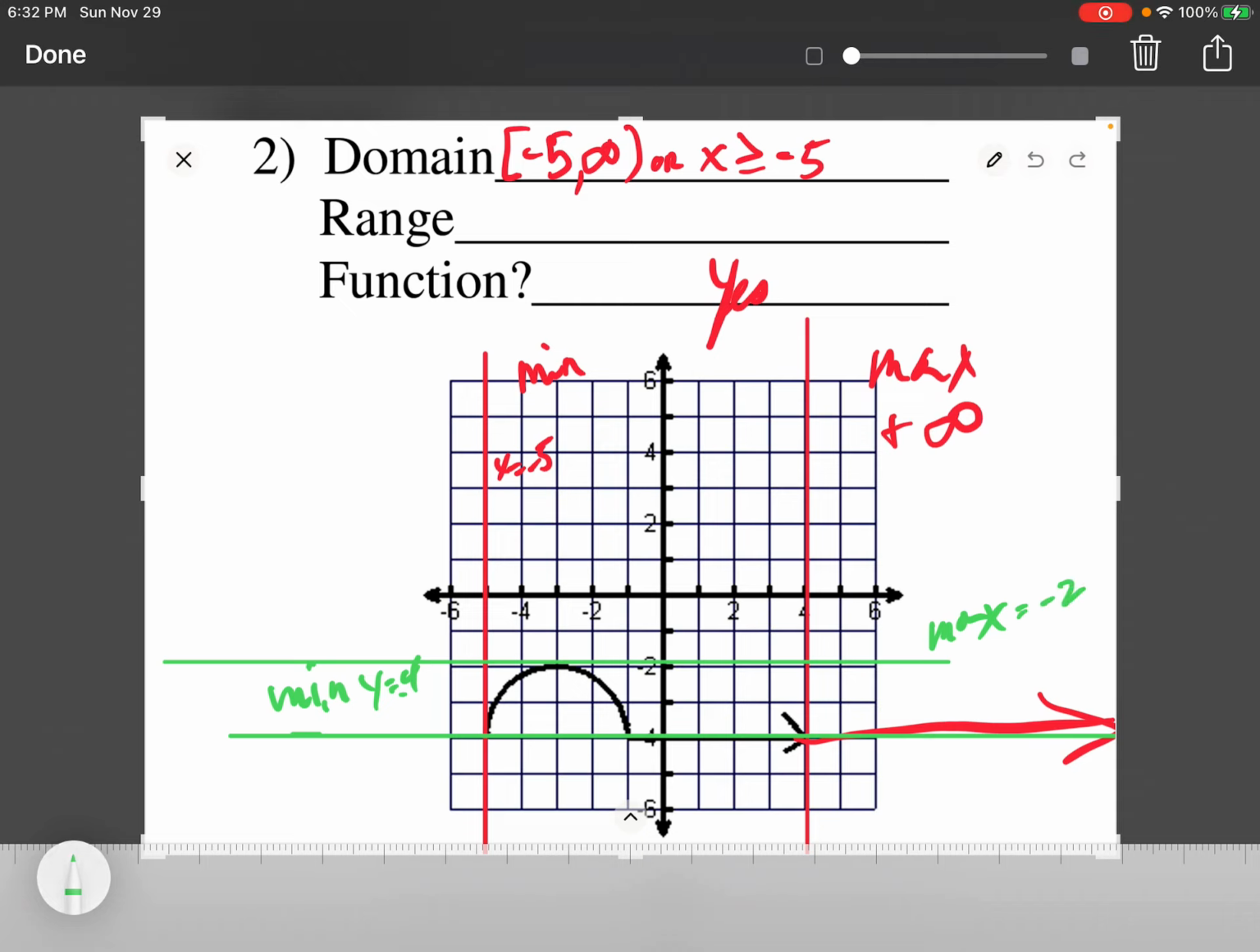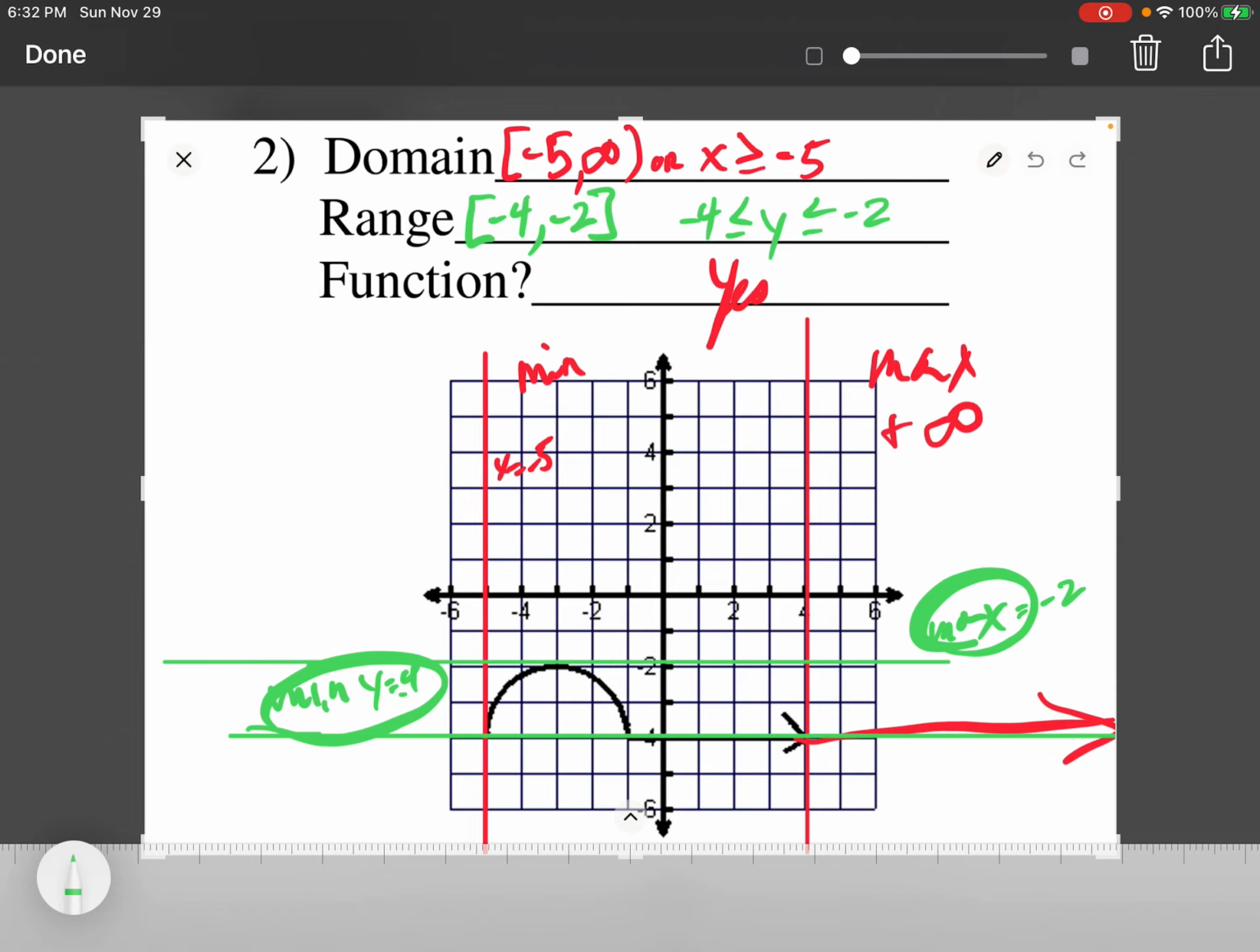Now, if I'm writing this in interval notation, I would go bracket, negative 4 over to negative 2, right? Or I could say y must be greater than or equal to negative 4, and it must be less than or equal to negative 2. This is my max. This is my min.